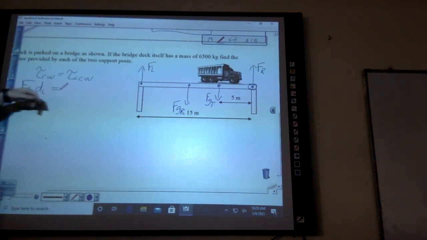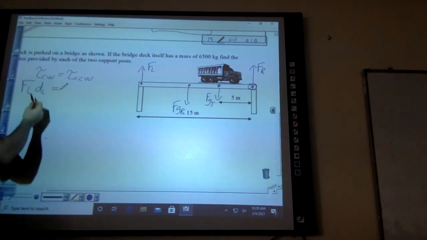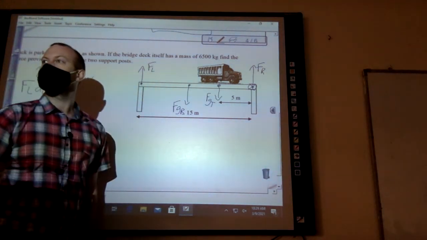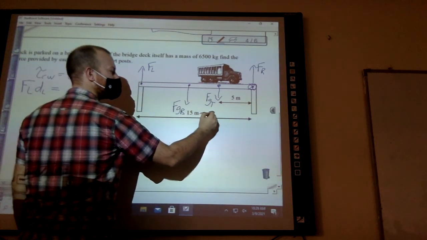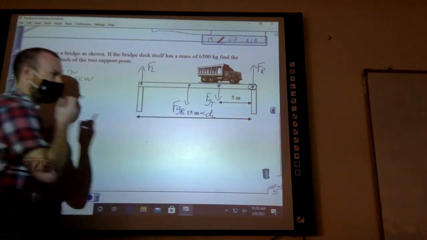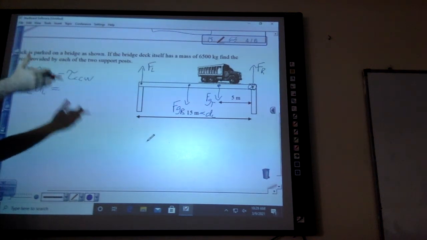So I'm just going to label them all the same to indicate that the distances match with the forces. So in this case, DL. For this case, 15 meters is my DL, because that's from the pivot point to the force.